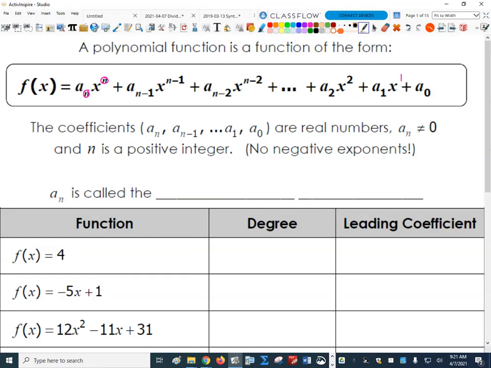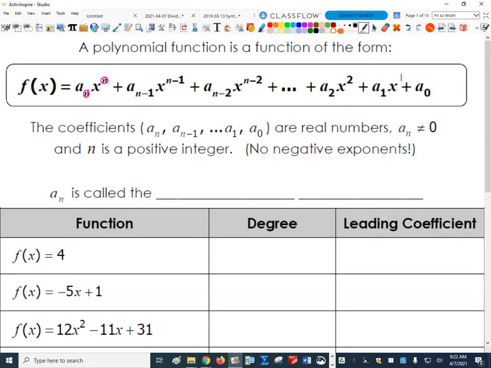Just a quick reminder that the coefficients have to all be real numbers. They can't be imaginary. And the exponents have to be whole numbers. Here it says positive integers because they didn't put the 0 up there. But just think of them as being whole numbers.